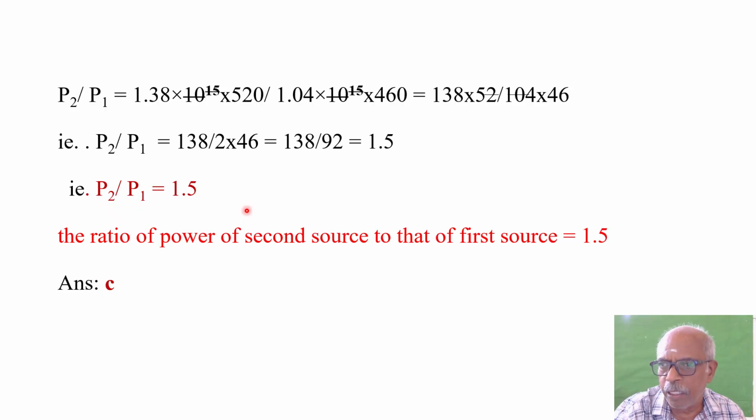So 1.5 is the ratio. P2 by P1 is equal to 1.5. The ratio of power of the second source to that of the first source is 1.5. So option C is the right answer.